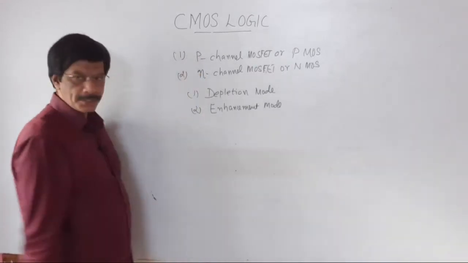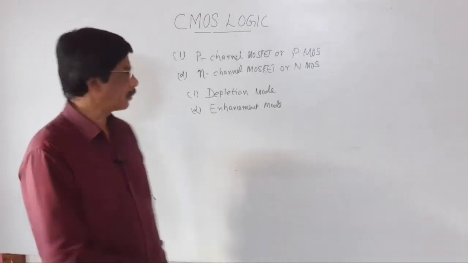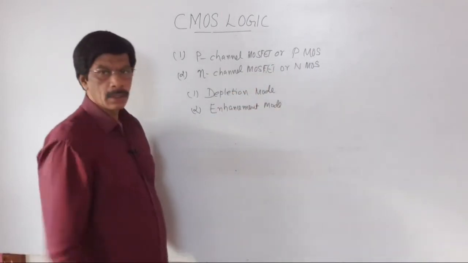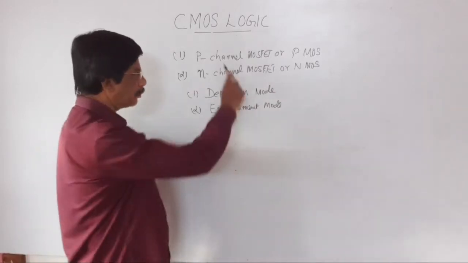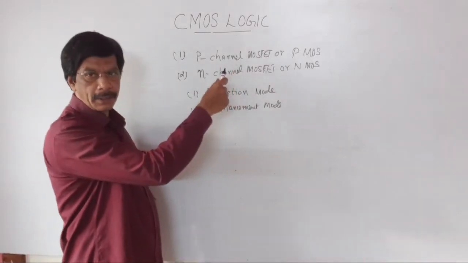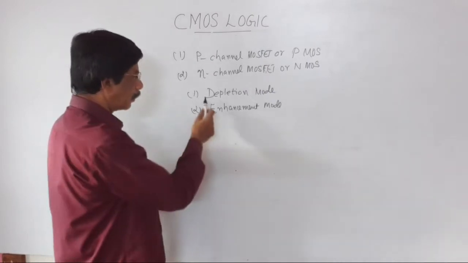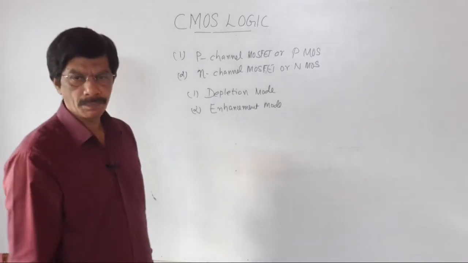The CMOS transistors are basically classified into two types. Number one, P-channel MOSFET or PMOS. Number two, N-channel MOSFET or NMOS. Both transistors are operated in two types of modes of operation. Number one, depletion mode. Number two, enhancement mode.